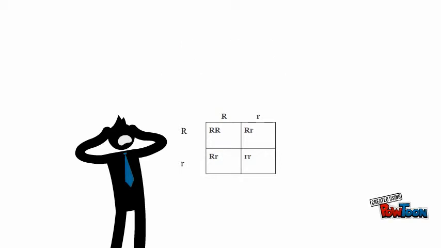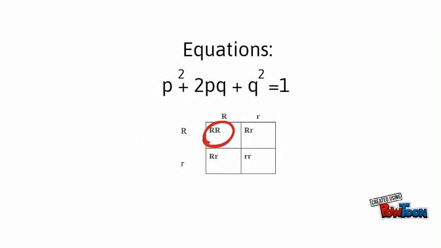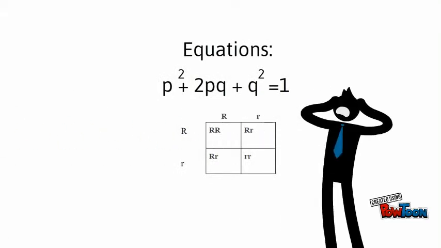Here's an example of a Punnett square. Each square represents a variable. The first box, with two capital R's, represents homozygous dominant alleles. The next two boxes, with a capital R and a lowercase r, represent the heterozygote alleles. And the last box, with two lowercase r's, represents the homozygous recessive alleles.